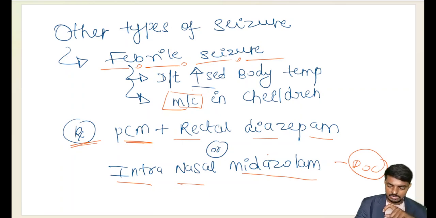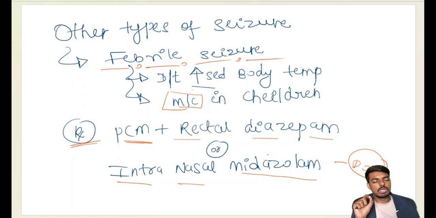We will discuss in the next slide what all the education is, and what the nursing responsibilities are in the patient with seizure. So we have dealt here with the febrile seizure. Febrile seizure is the seizure that occurs due to increased body temperature. The treatment of the febrile seizure is paracetamol, with rectal diazepam, and we will give intranasal midazolam. The paracetamol we will give intravenously, and the diazepam we will give rectally.